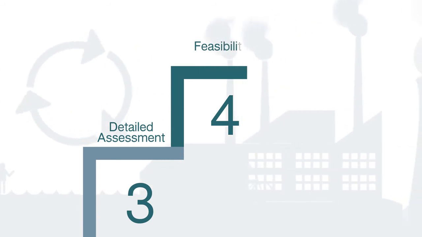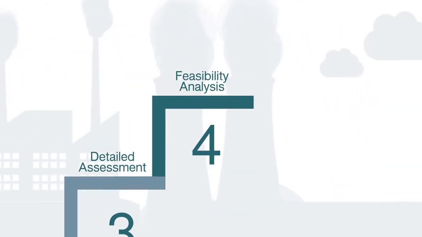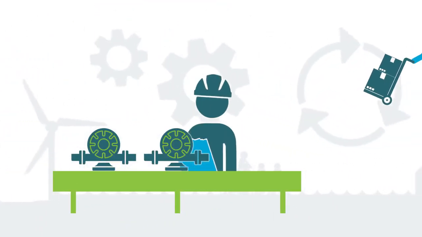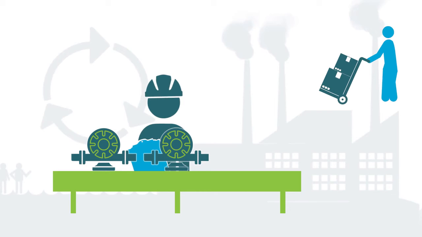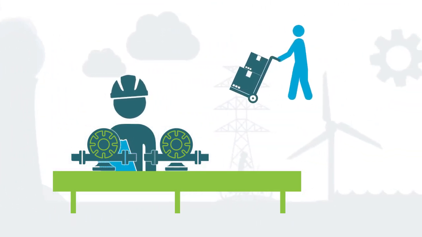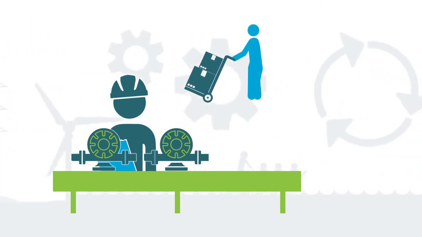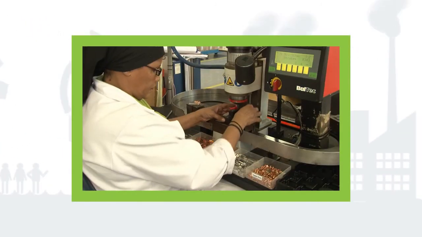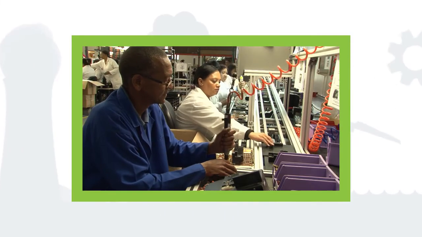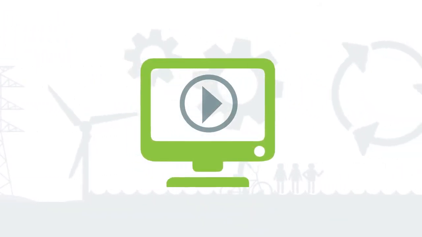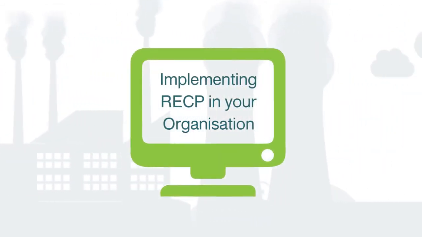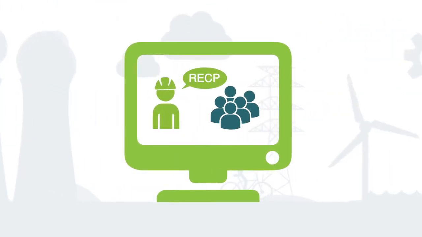Step 4 is the feasibility analysis. Before beginning full-scale implementation, we pause to interrogate the proposed solution options and to assess their viability from an economic and practical perspective. This step ensures the recommended options do actually meet the organization's return on investment requirements, have a positive environmental benefit, and are technically feasible. You are now ready to take the next steps. Please check the next video for a systematic guide on how to achieve real resource savings in your company.